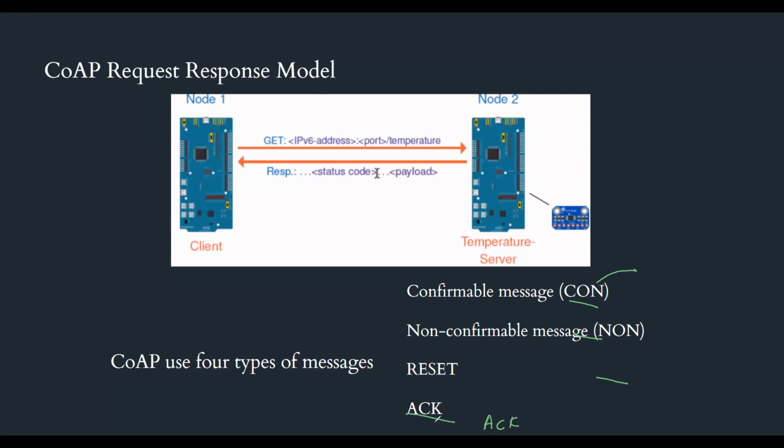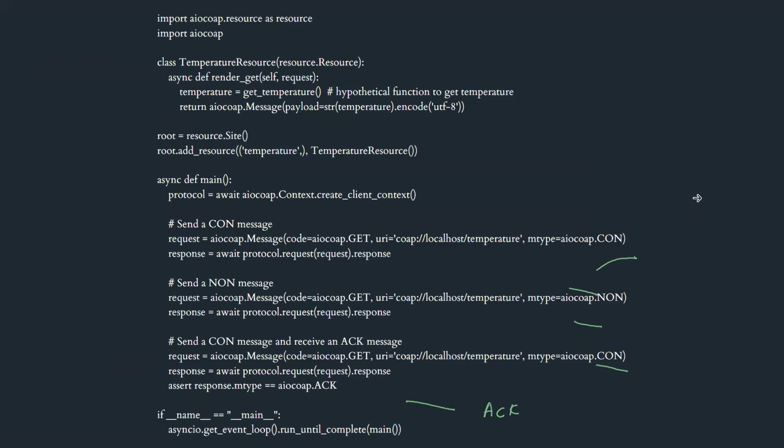And then the ACK message, that means acknowledgement message. That means we require an acknowledgement. So actually we will see in an example how we can define these message types in the code.